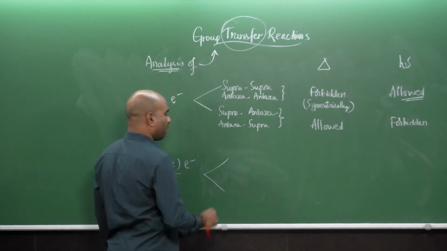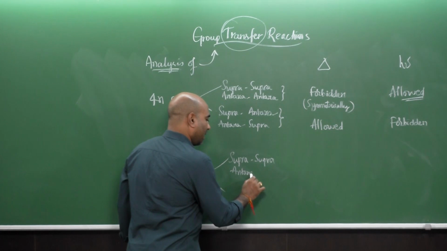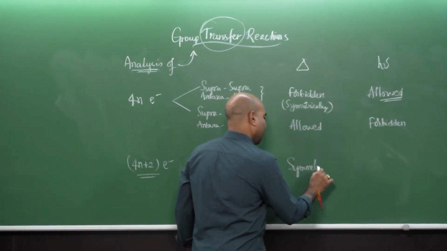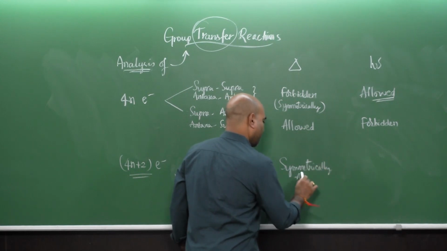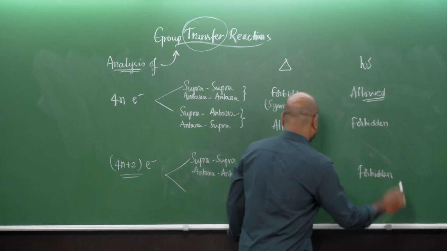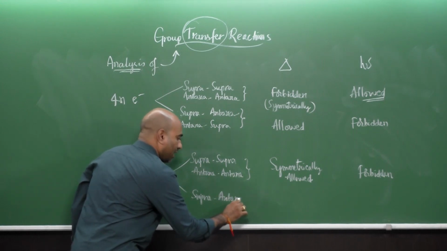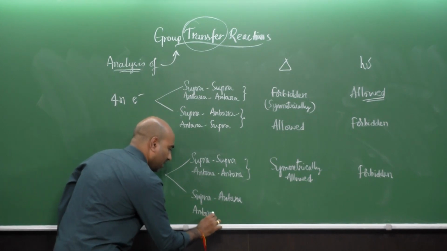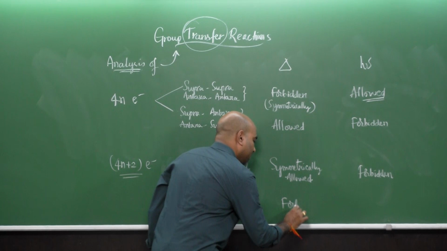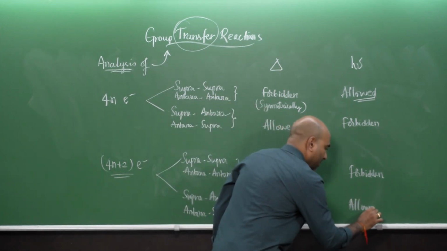So, it also has two modes of approach. One is either both the partners being supra-supra or both the partners being antara-antara. So, they are symmetrically allowed under thermal conditions, whereas forbidden under photochemical condition. The other mode of approach is one partner being supra and the other partner being antara, or the reverse, the first partner being antara and the second partner being supra, whatever may be the approach. So, they are forbidden under thermal conditions in the case of 4n plus 2 electron system, and it is allowed under photochemical conditions.